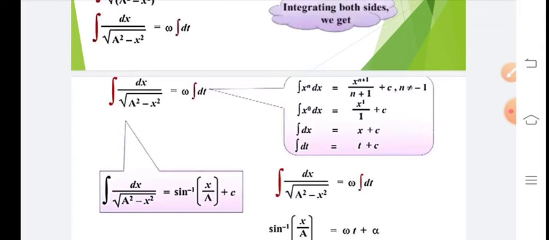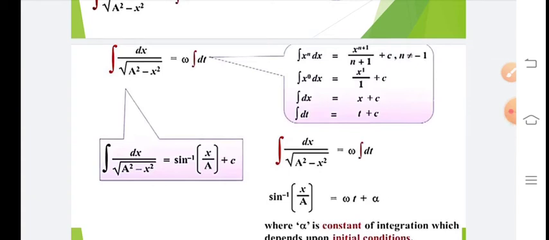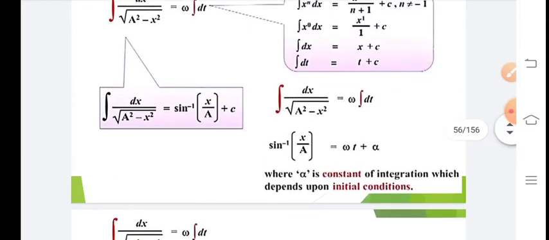Therefore the integration of dx upon square root of a square minus x square is equal to omega times the integration of dt, which is nothing but sine inverse x upon a plus c. So sine inverse x upon a is equal to omega t plus alpha, where alpha is the constant of integration, which depends upon the initial conditions.